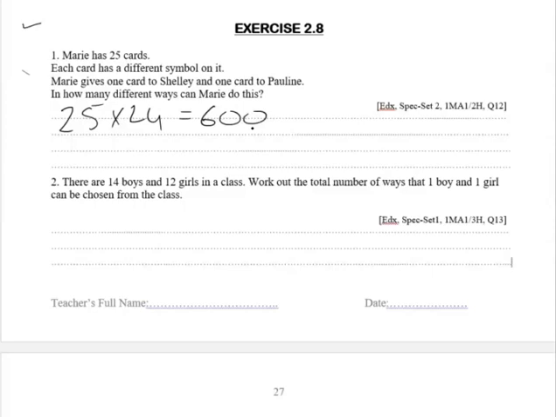Now the next question, question 2. There are 14 boys and 12 girls in a class. Work out the total number of ways that one boy and one girl can be chosen from the class. Now here, these are two separate groups, boys and girls.